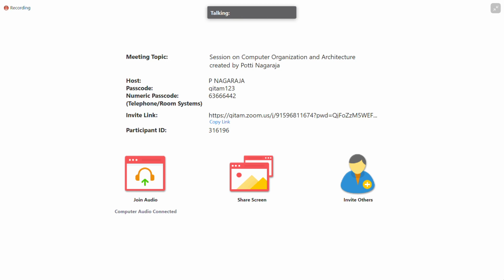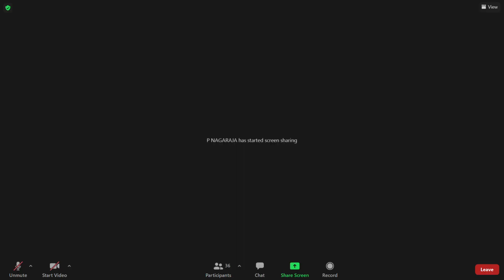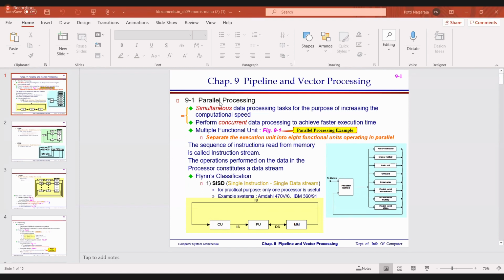Yes, sir. Okay. So we'll see the next topic, that is pipelining. Before going to pipelining, let us go through the topic that I said in the last class: parallel processing. Parallel processing means we perform a number of tasks simultaneously, so the execution speed automatically increases. Because of this, we complete the work within a short span of time. We can say that the speed of the computer is increased by executing simultaneous tasks. This is called parallel processing.